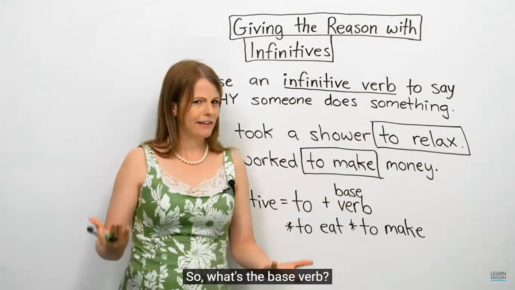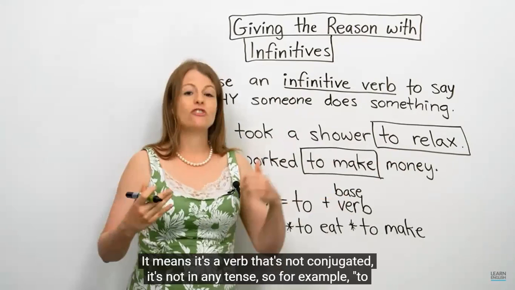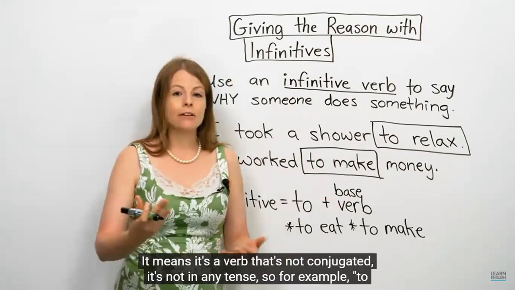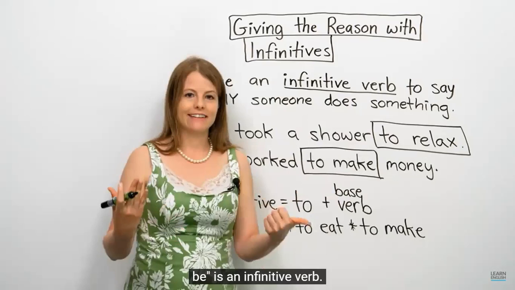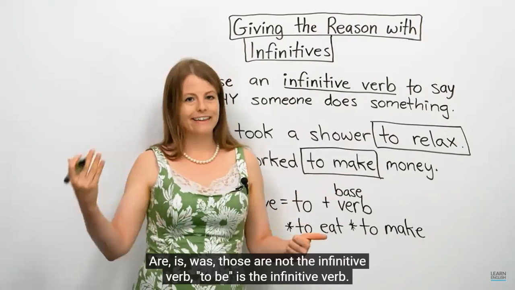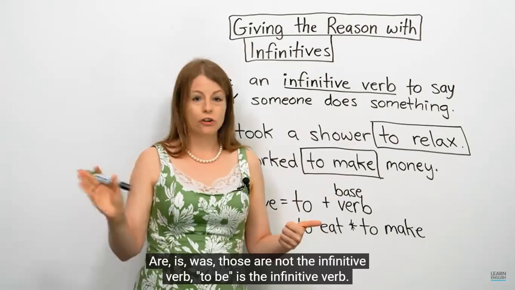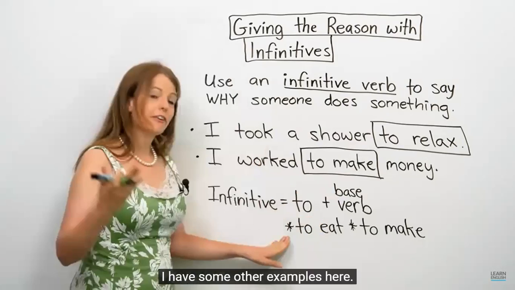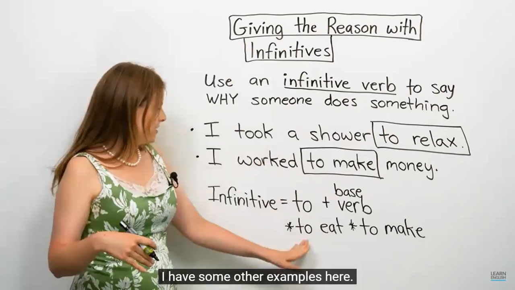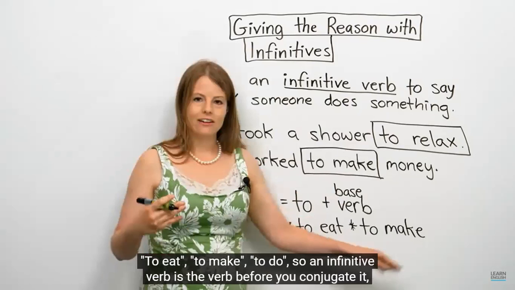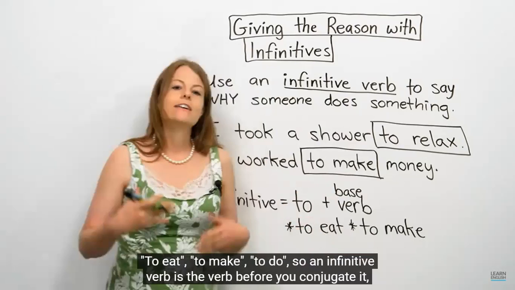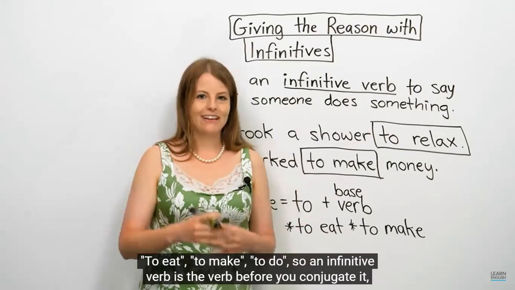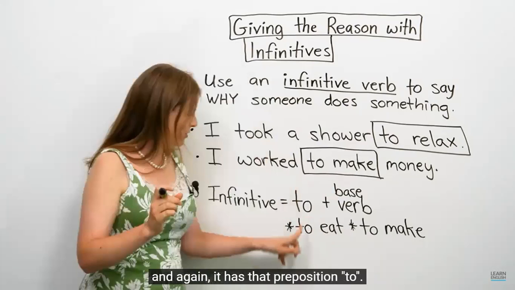So what's the base verb? It means it's a verb that's not conjugated. It's not in any tense. So for example, to be is an infinitive verb. Are, is, was, those are not the infinitive verb. To be is the infinitive verb. I have some other examples here. To eat, to make, to do. So an infinitive verb is the verb before you conjugate it. And again, it has that preposition to.